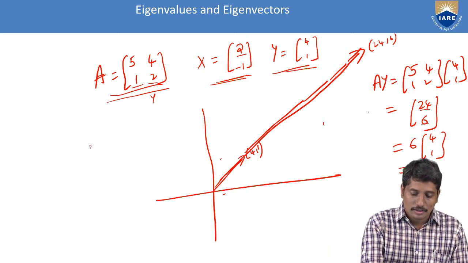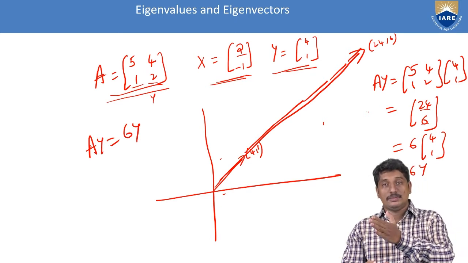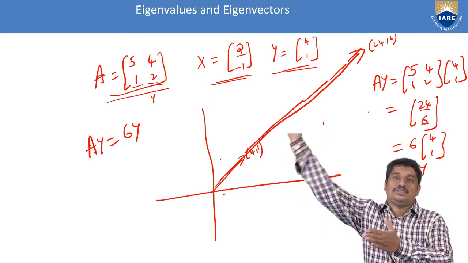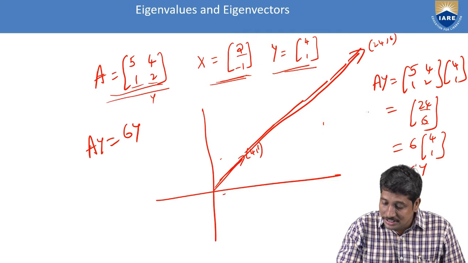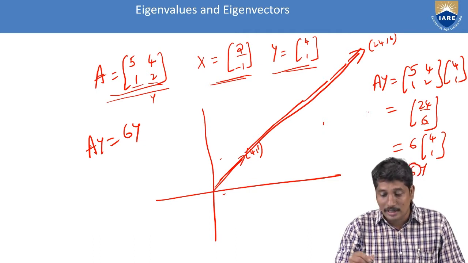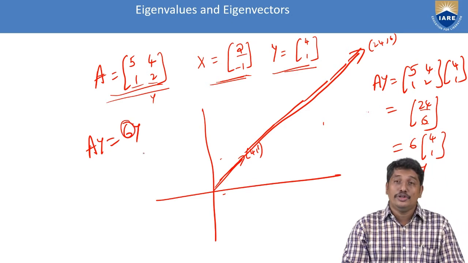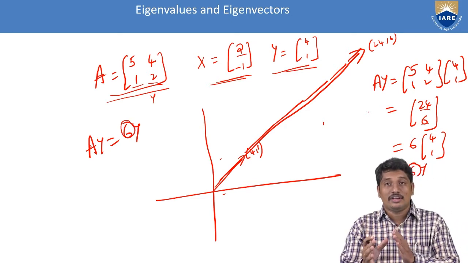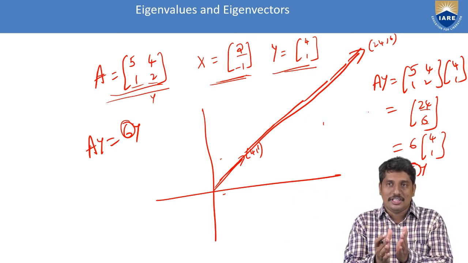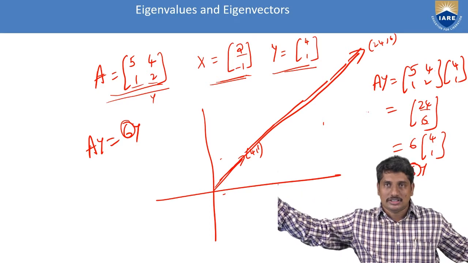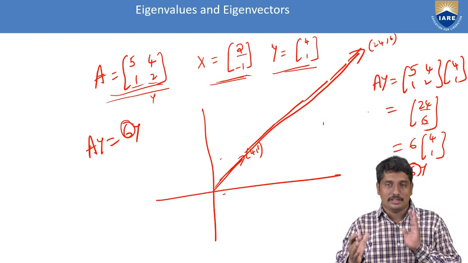That means Ay is equal to 6y. After multiplication, the vector is in the same direction, but its size has been extended to 6 times. So how many times it is extended is called the eigenvalue. Okay, that is called the eigenvalue. The eigenvalue denotes the length change of the vector, whether it is extended or contracted. Sometimes it continues in the same direction, but it may extend or it may contract.